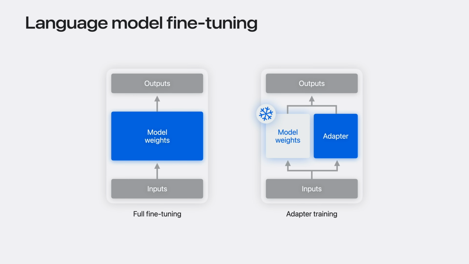In contrast, adapter training, specifically low-rank adapters, adds a small number of new parameters to the model and trains only those, while keeping the original network frozen. This makes training faster, lighter, and often more memory efficient, especially on local hardware. Let's look at how we can apply this in practice by fine-tuning the Mistral model on a custom dataset.